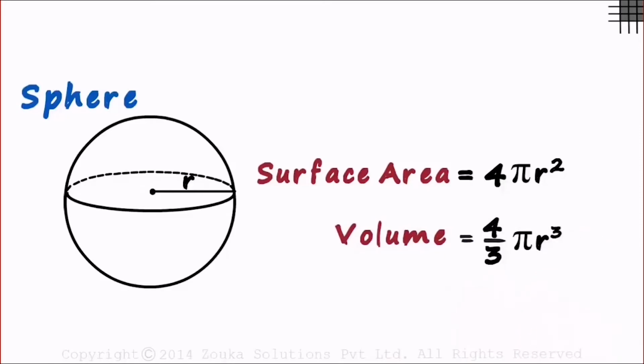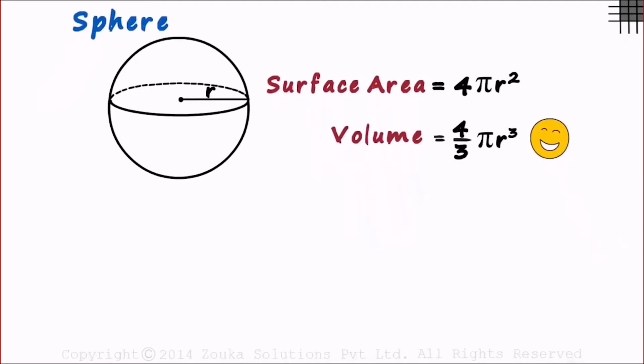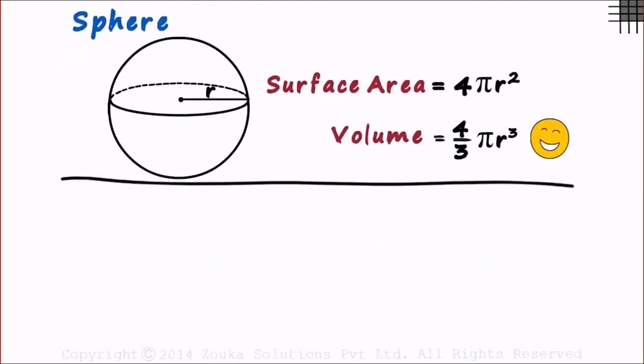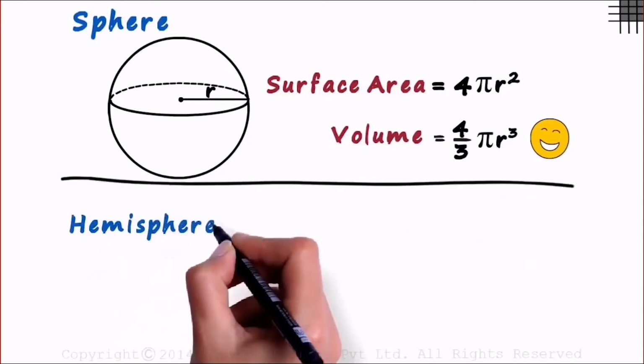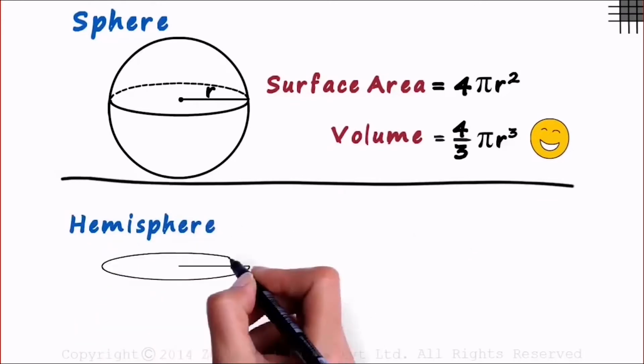At the moment, we do not need to know how we arrived at the formulae, but we will cover this topic for sure in one of our videos of higher grade mathematics. If we know the formulae for a sphere, we can easily derive the formulae for a hemisphere too. And what is a hemisphere? A hemisphere is half a sphere.